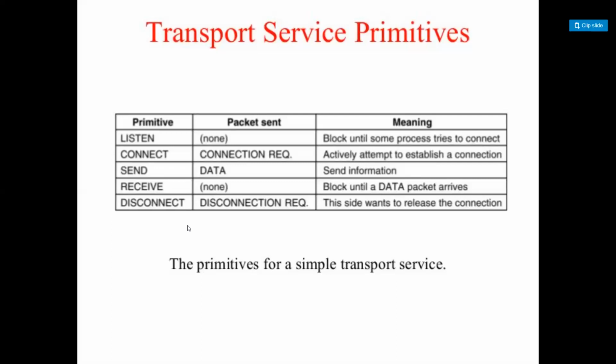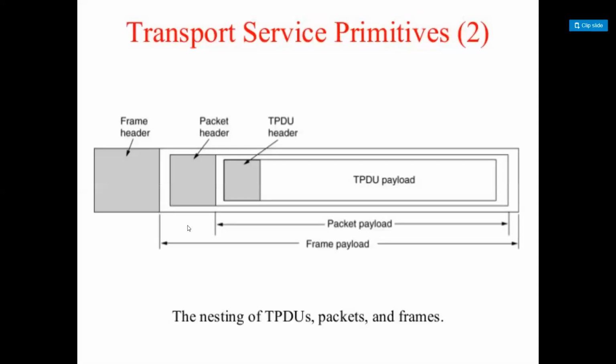What is the meaning of connect? We are sending a packet containing the connection request. In the disconnect primitive, we are sending a packet containing the disconnection request. This side wants to release the connection. Okay, it wants to release the connection. Next, coming to the transport layer primitives.